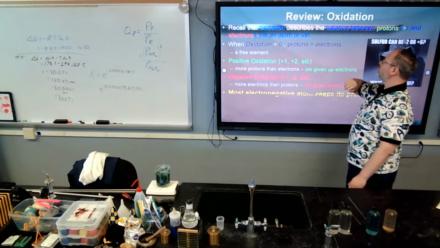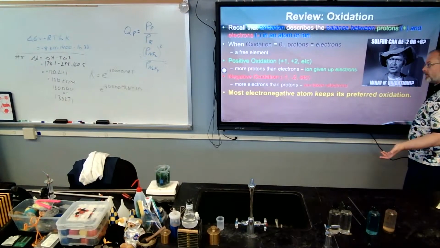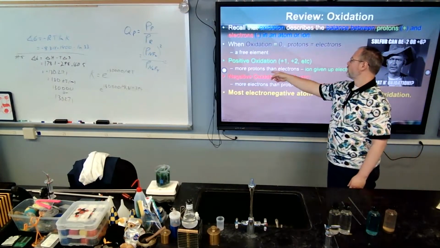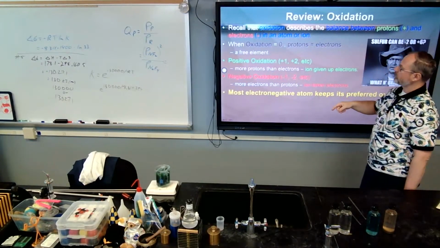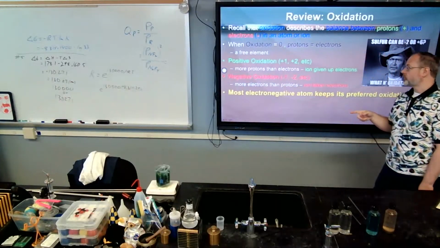Okay, so review our oxidation. Oxidation state is 0 when the protons equal the electrons, or in any free element. A positive oxidation, you have more protons than electrons. A negative oxidation, more electrons than protons.